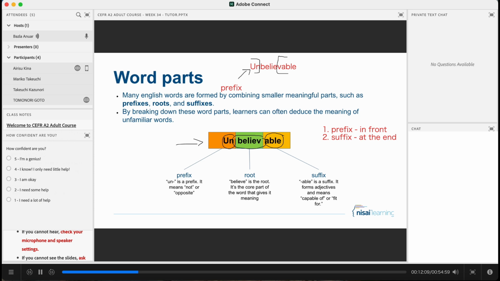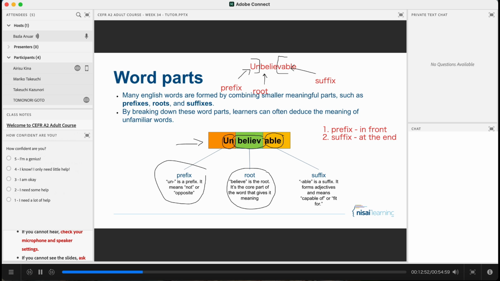Next one we have the root, and next at the end the word able. That is what we call a suffix. So the word unbelievable can be broken down into three parts, namely prefix, root, and suffix. The word un in unbelievable is a prefix. It means not or opposite. And believe is the root, the core part of the word that gives it meaning.